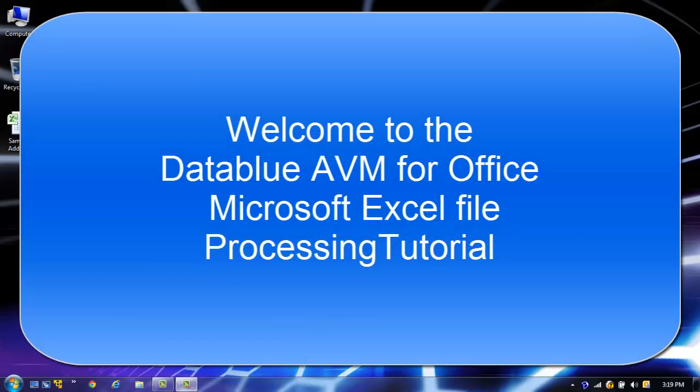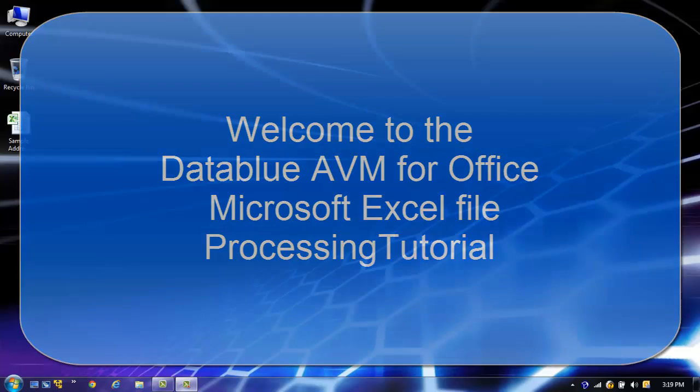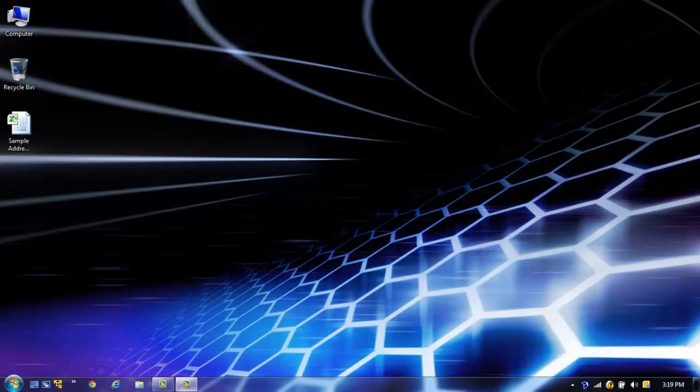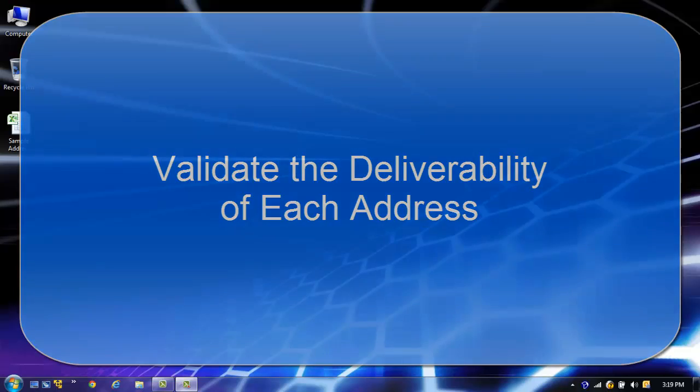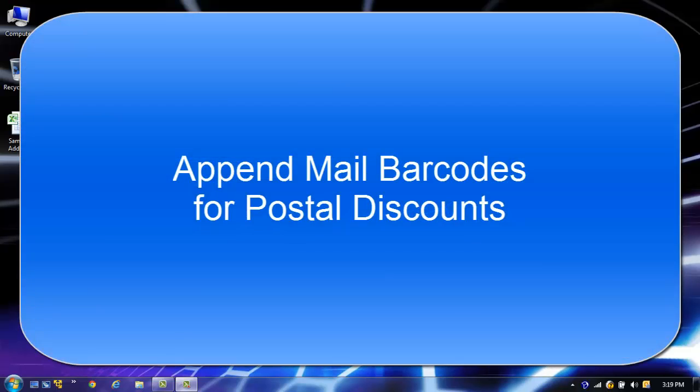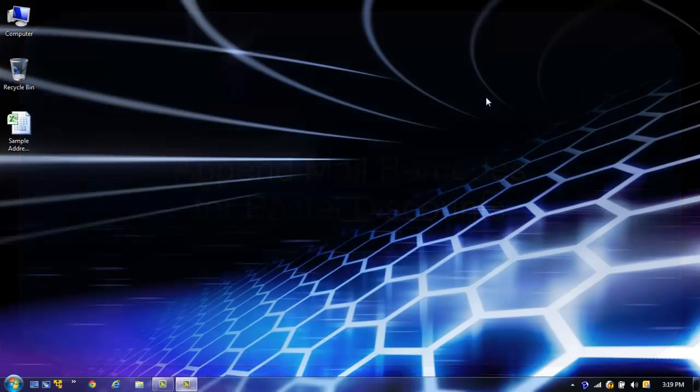Welcome to the tutorial for Datablue AVM for Office using Microsoft Excel. In this tutorial, we're going to show you just how quickly and easily you can process a Microsoft Excel file to validate the address information and append the Australia Post barcodes for postal discounts.